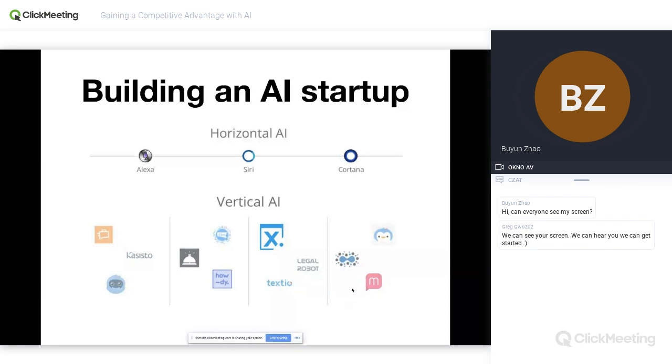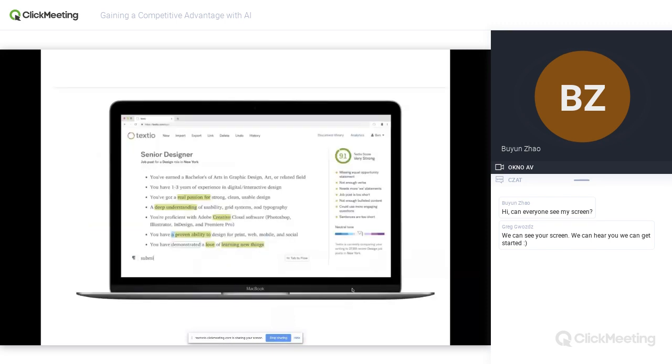Vertical AI projects address a single type of customer and their needs, and they can move very fast away from the competition. So some of these things, for example, Textio, let me just see if this thing plays.